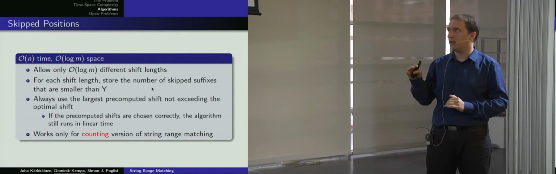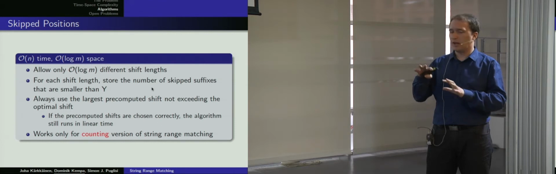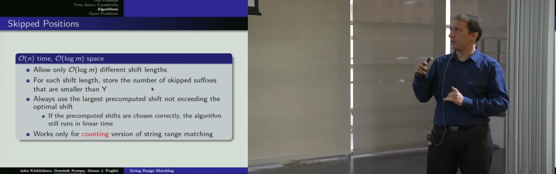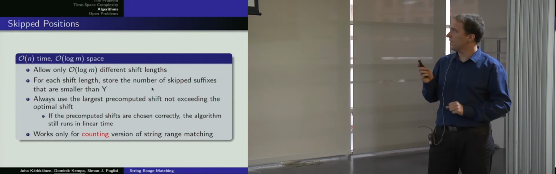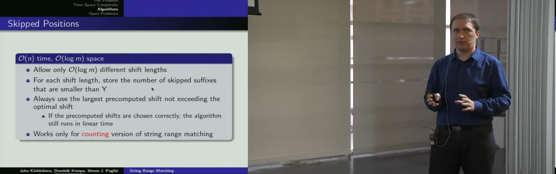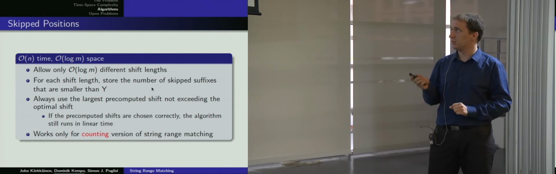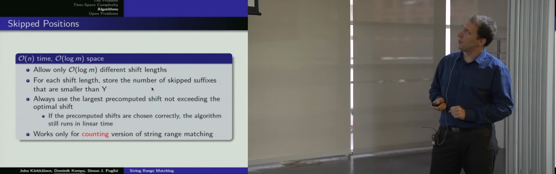And by correctly, I mean that they have to cover the range from 1 to m evenly in the multiplicative sense. So the ratio between consecutive shifts has to be constant. However, with each shift here, we associate only the number of suffixes, not their positions. And it's not clear whether we can recover or recompute this information. So this algorithm only works for the counting version of string range matching. And it runs in linear time and uses order log m space.